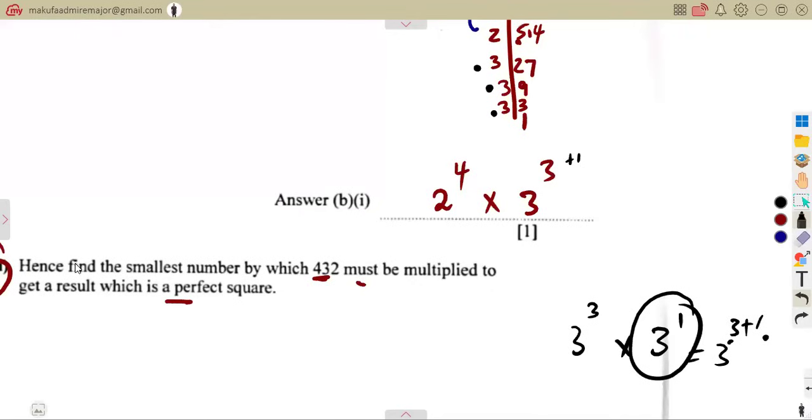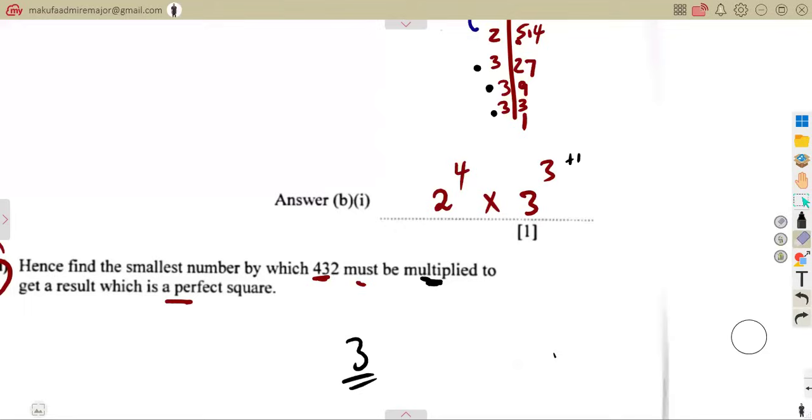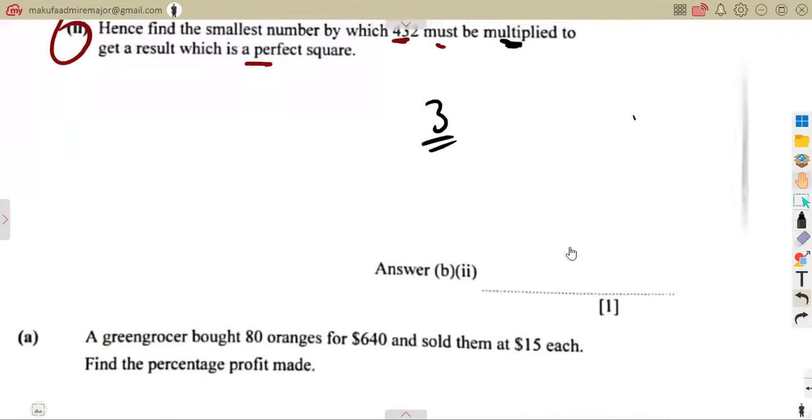That is, find the smallest number by which this 432 must be multiplied. The product must be multiplied by 3 to the exponent of 1. Yes, it's true that you're going to add the exponents because you're multiplying the bases, which are the same. But you consider the product. So it was going to be 3 to the exponent of 1, which is simply a 3. So that is the effect that you are going to have at the end.